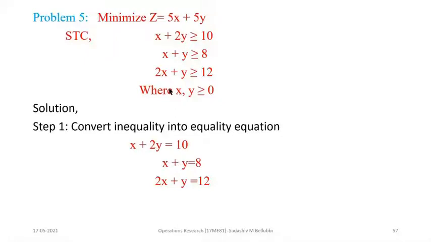In the first step, x plus 2y is greater than or equal to 10, so we replace it by the equal sign and just write x plus 2y equal to 10. Next one, x plus y is greater than or equal to 8, we change it to equal to 8, and the third one is 2x plus y equal to 12. This first step is only replacing the sign by the equal sign, that is, converting inequalities into equality equations.